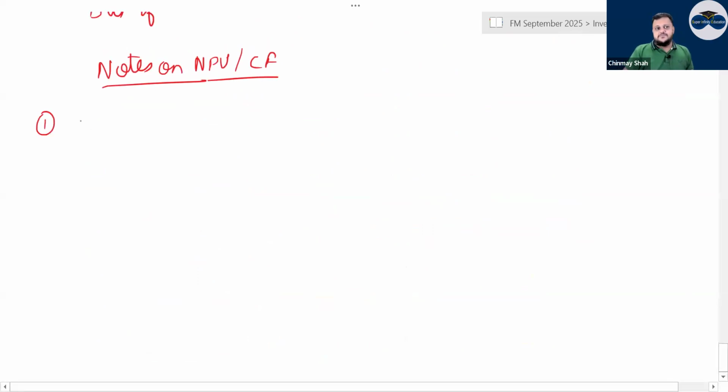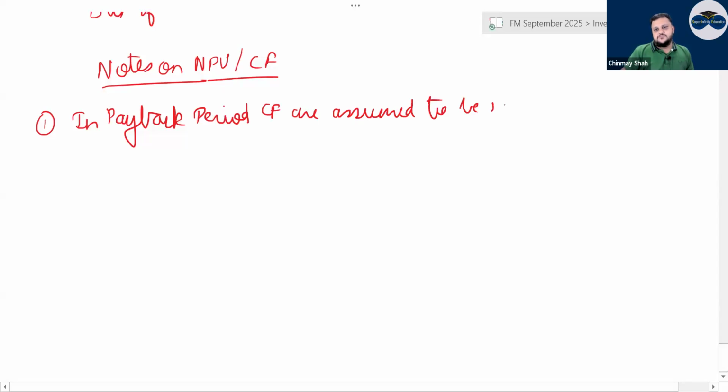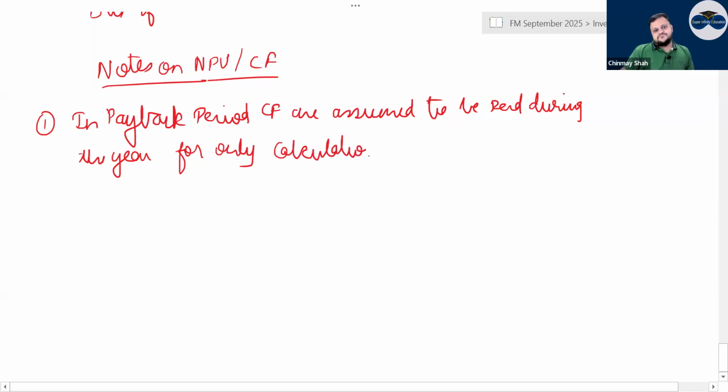First, in payback period, cash flows are assumed to be received during the year. But only for what? Tell me. During the year, only for calculation of payback period. Question of months, in payback period.